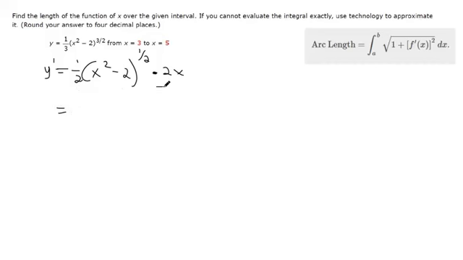When we clean that up, 1/2 times 2 just gives us x, and then a 1/2 power means square root. Oops, yeah, no, we're good. I did the chain rule. Right, 2x came from the chain rule, the derivative of the innermost function.